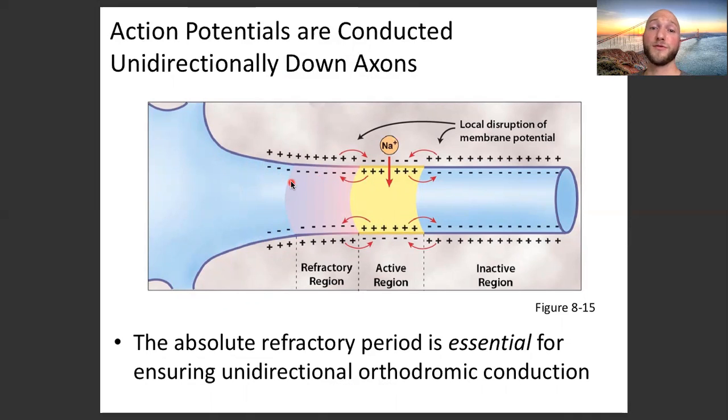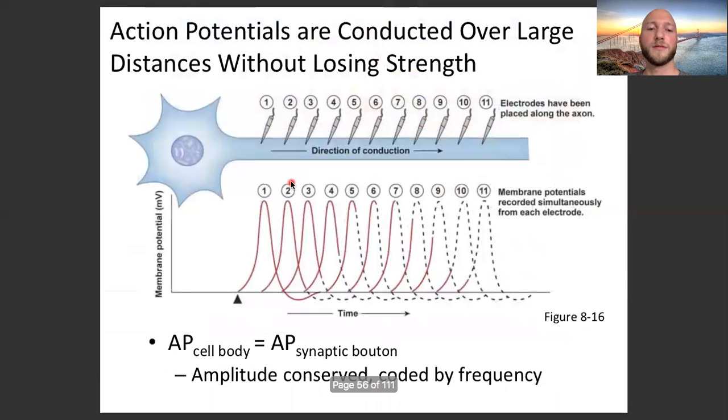Vocab word, orthodromic. It was in part 3, I believe. So action potentials are conducted over large distances without losing strength. You should understand why and how action potentials don't lose strength over distance. It's because that inactivation gate stops sodium from rushing in at positive 30. So amplitude is conserved. And we've talked about this before.